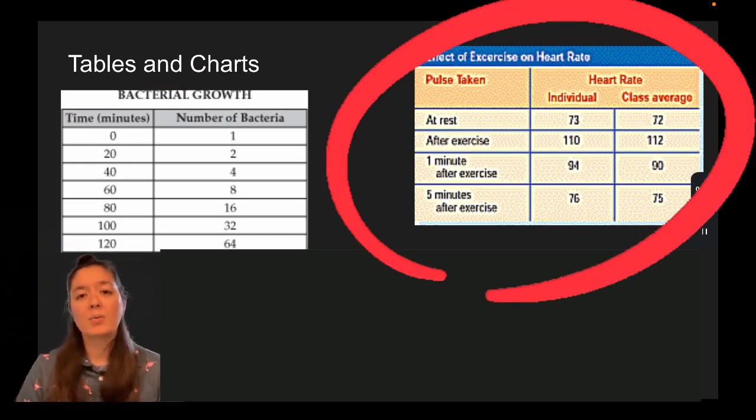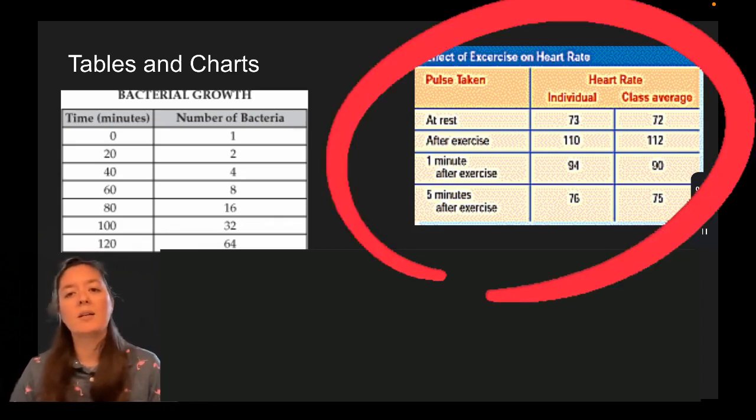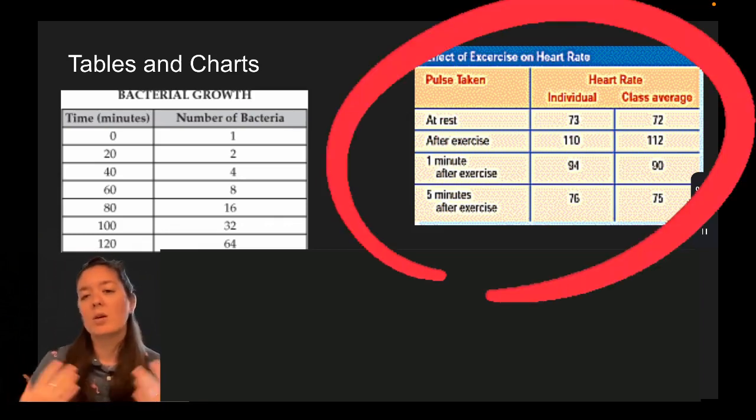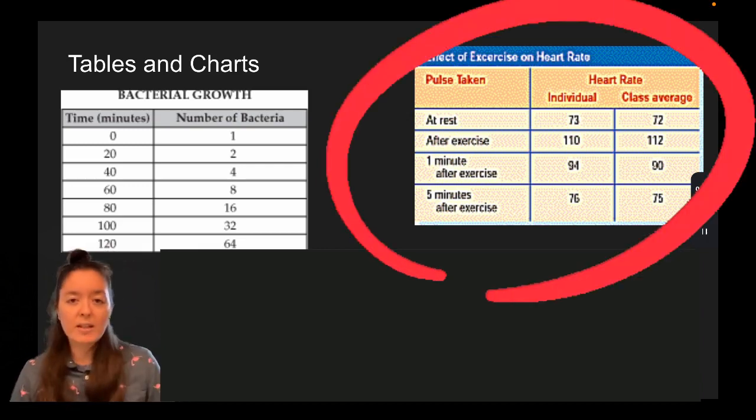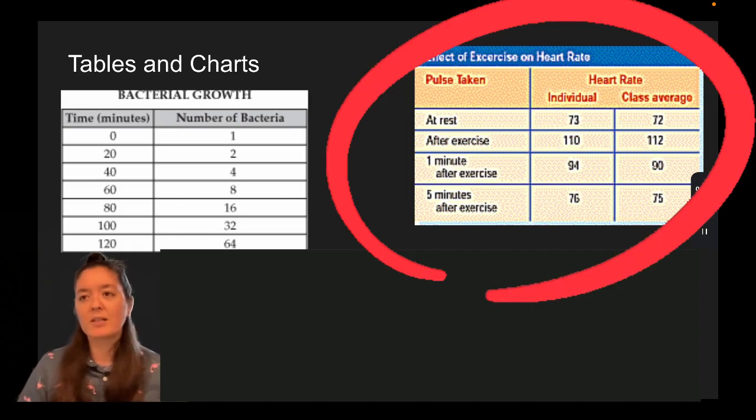Another one, in the upper right corner, we're looking at exercise and heart rate. At rest, we have an individual, if this is an individual person in a class, contributing data to whole class data and how those things compare. At rest, your heart rate is going to be much lower than during exercise or right after exercise as your heart is starting to slow down. But we can see it's organized well. We know what those numbers mean and where they belong.